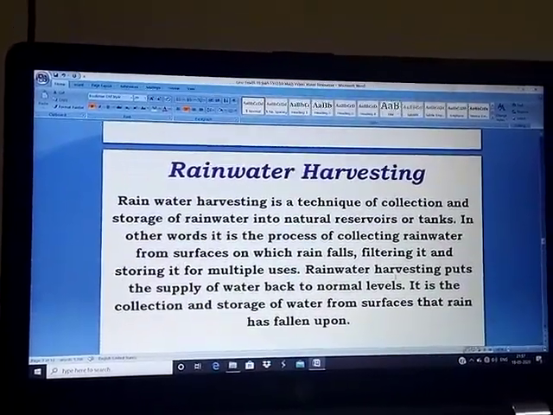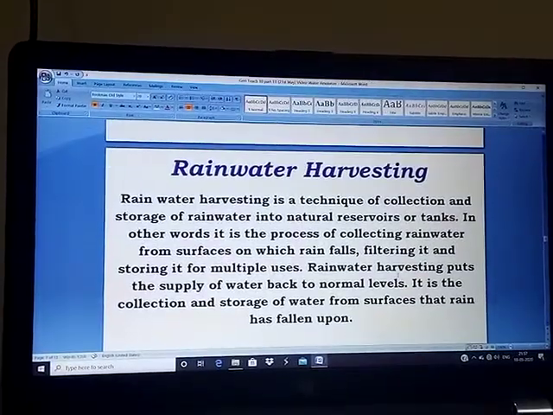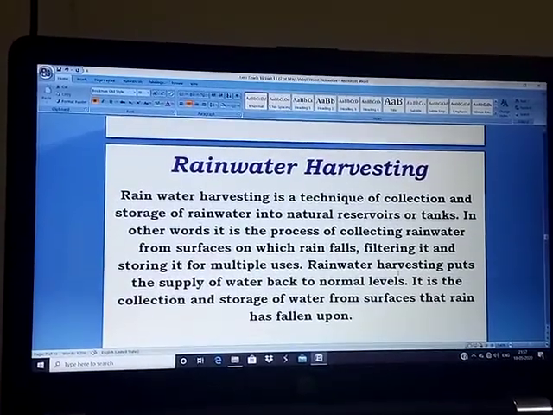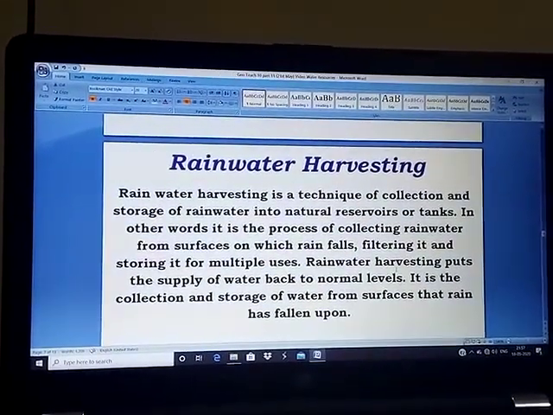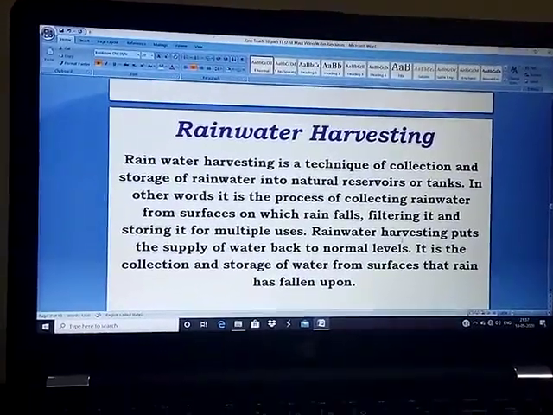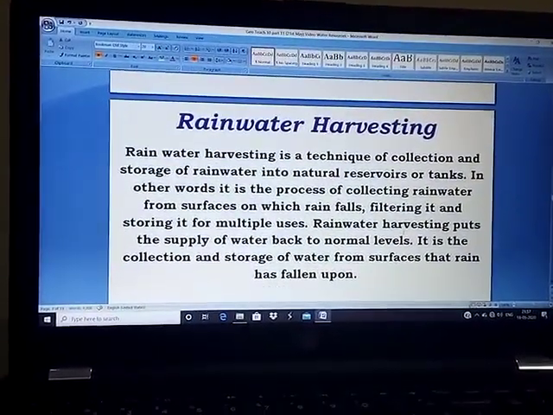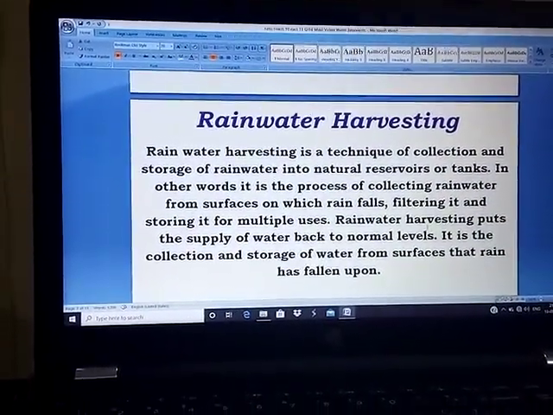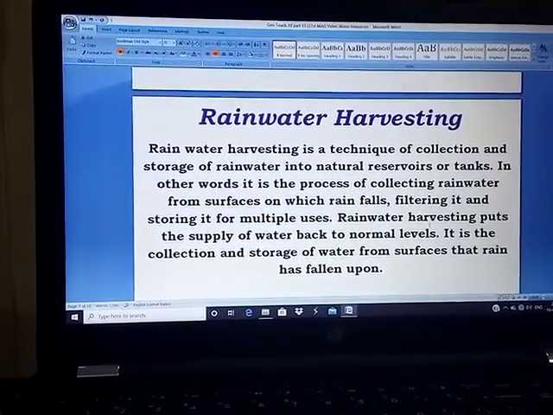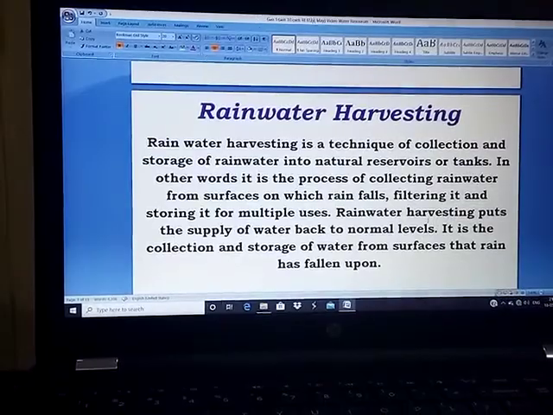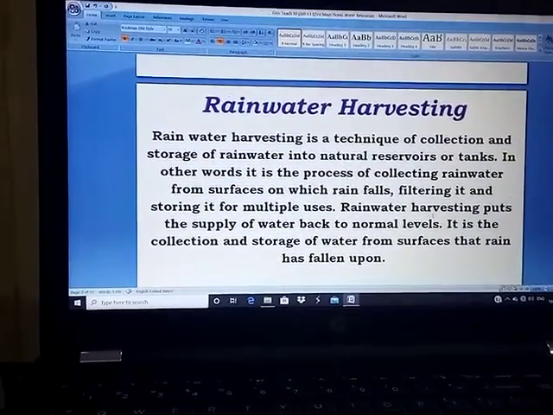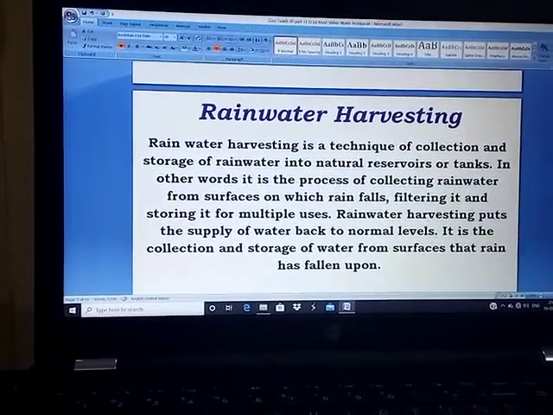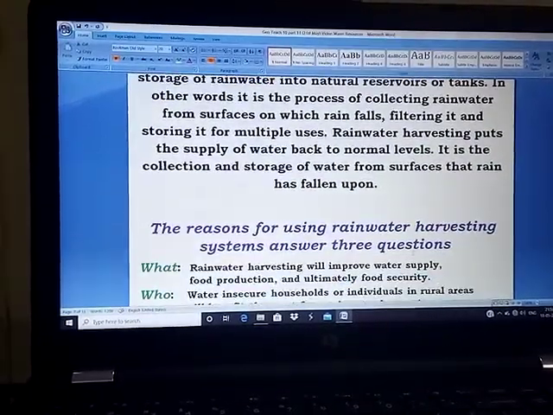What is rainwater harvesting? Now, rainwater harvesting is a technique of collection and storage of rainwater. Mind these words: collection and storage of rainwater into natural reservoirs or tanks. In other words, it is the process of collecting rainwater from surfaces on which rain falls, filtering it and storing it for multiple uses later in future. Rainwater harvesting puts the supply of water back to normal levels. It is the collection and storage of water from surfaces that rain has fallen upon already.